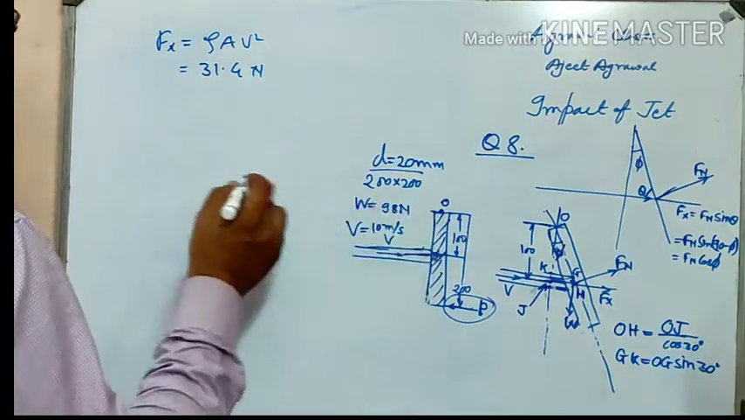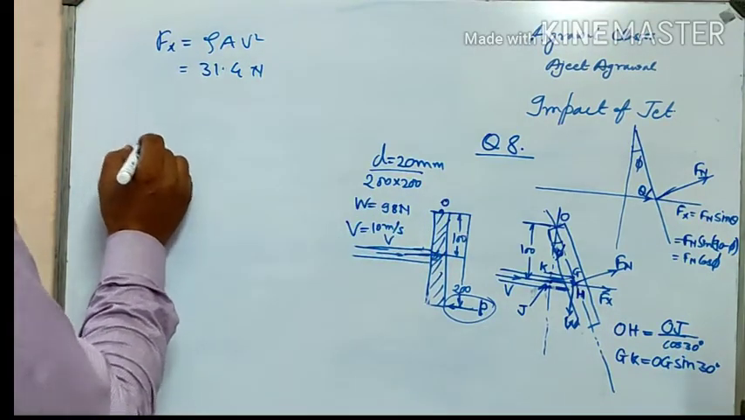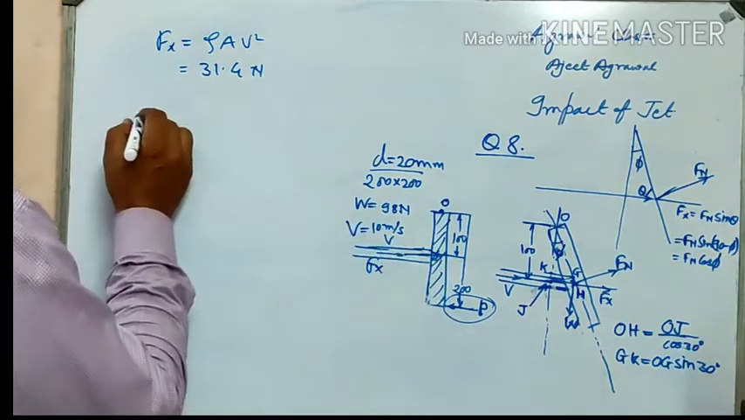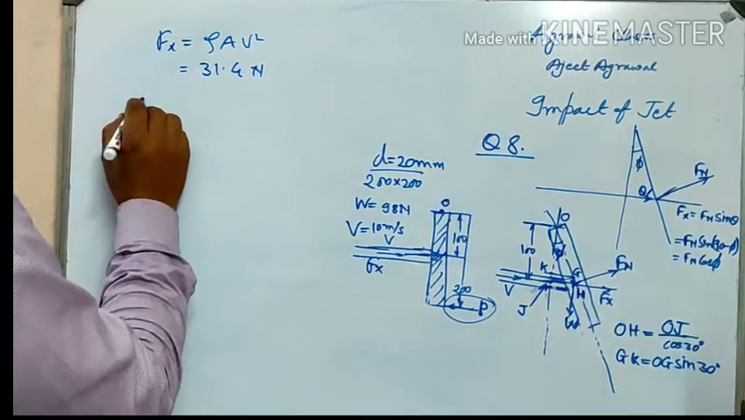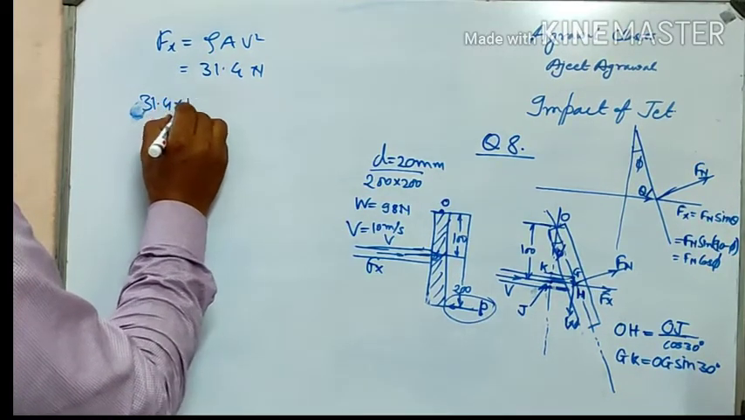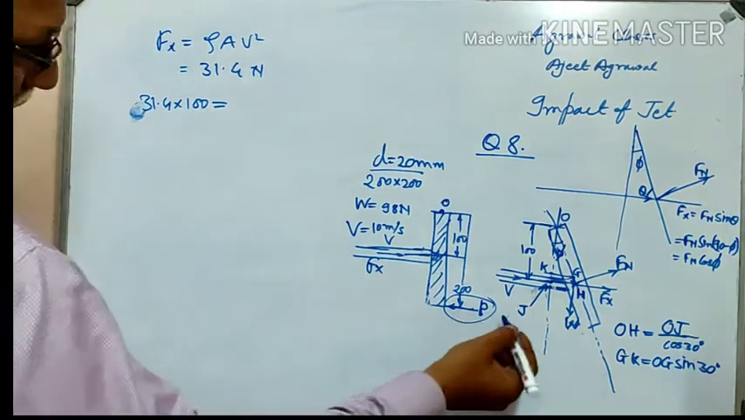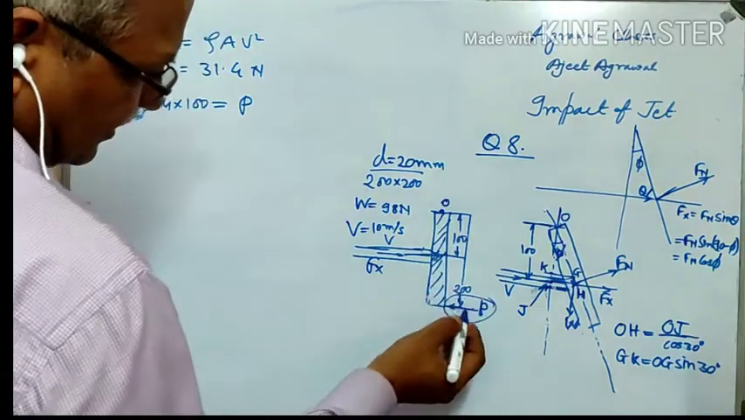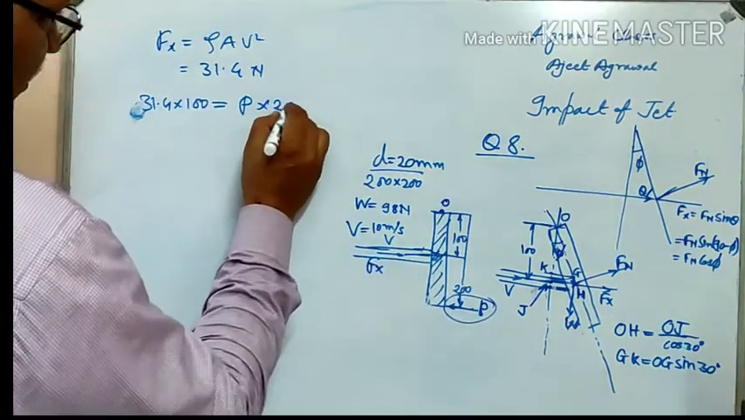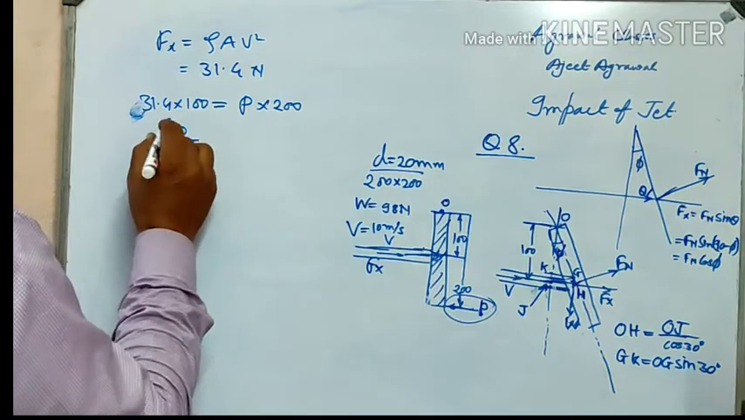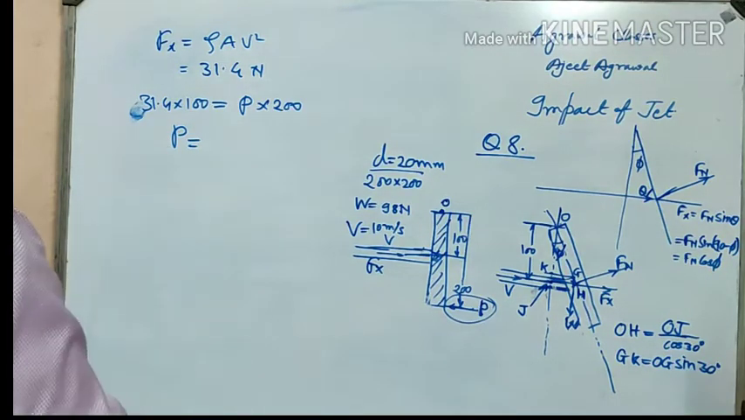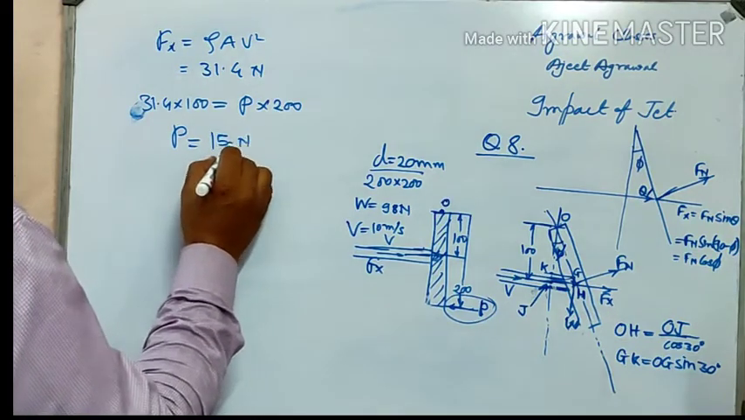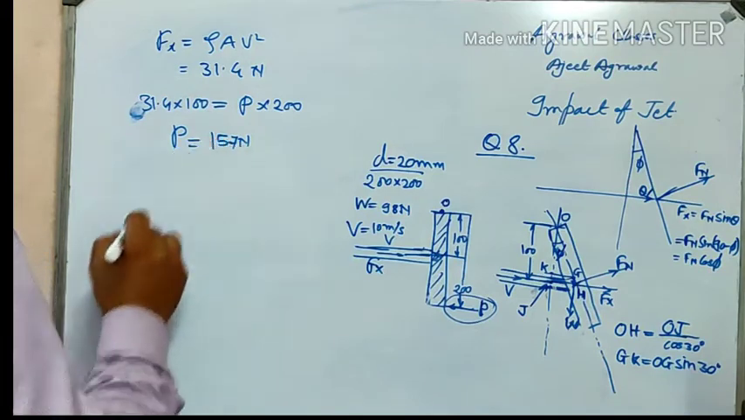So we'll take the moment about point O. It is Fx multiplied by the distance 100 millimeter, that is 31.4 multiplied by 100 equals P multiplied by 200. The P force we are applying in the opposite direction of the jet, at the extreme end, so the distance is 200 mm. So P comes out to be half of this, equal to 15.7 Newton. That is the first part of the question.